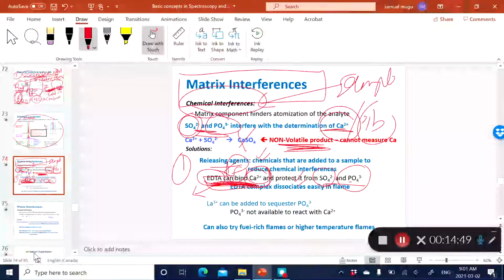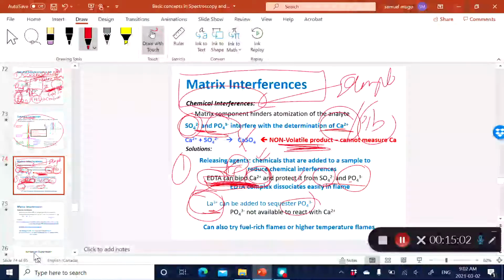Now also, you can add other types of cations, say something like lanthanum, that preferentially reacts with things like phosphates. And that way, you're making the calcium available for atomization, because it would not have been bound by the phosphate ions, okay? So you can add some of these releasing agents, so that you can mitigate for matrix interferences in your sample.